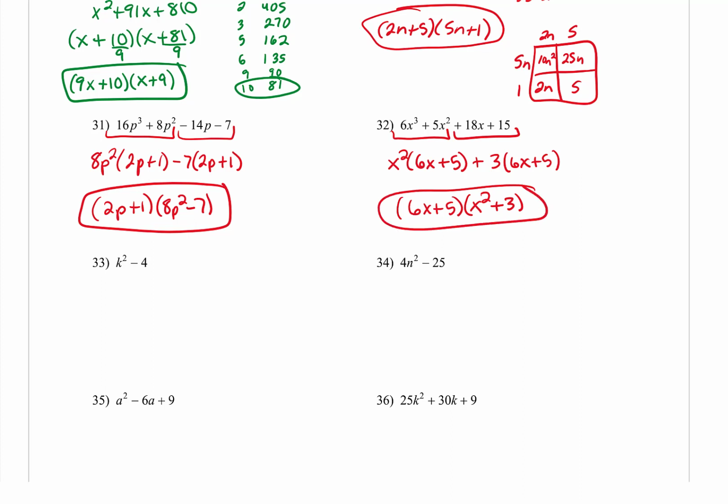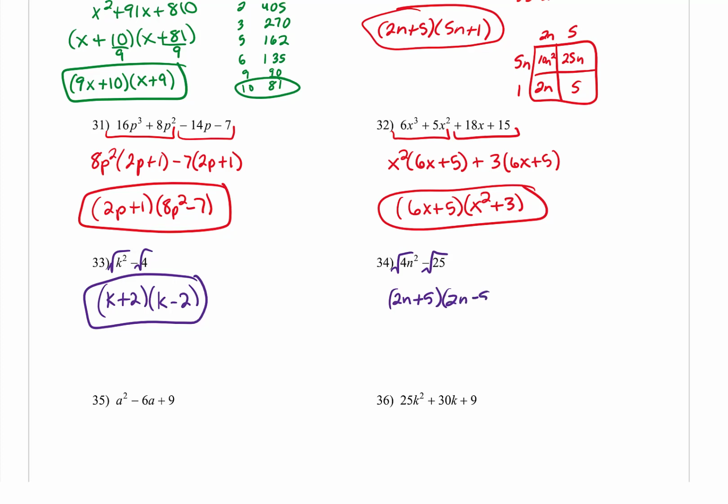Bada bing, bada boom. Now, these last 4 are kind of our special ones that have to do with square roots. So when you have 2 terms, and you can square root both of them, it splits up into 2 parentheses, one with a plus, one with a minus. So for 4n squared minus 25, that'd be 2n and 5. So you do 2n plus 5 and 2n minus 5.